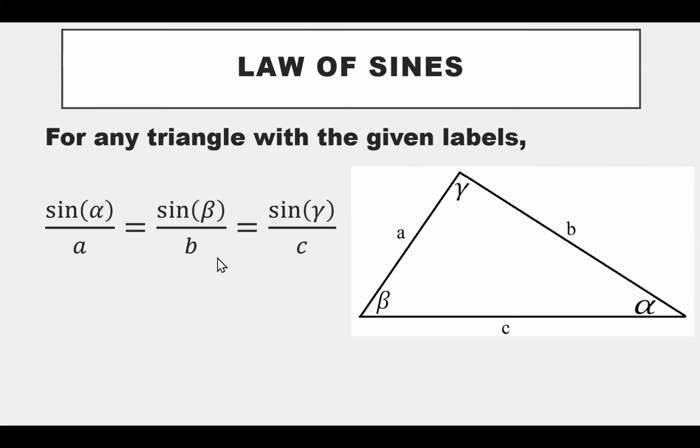To get any other equation, ones with gamma and c, we just use another altitude: the altitude going through the point at beta perpendicular to side B, or the altitude going through the point at alpha and perpendicular to A.